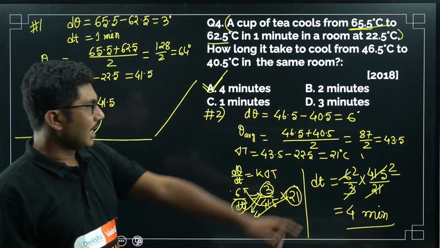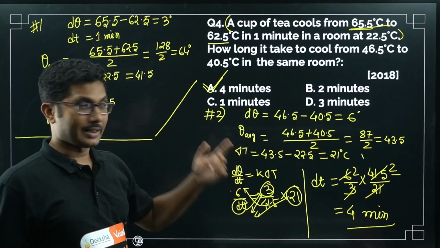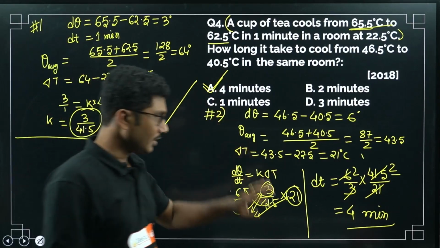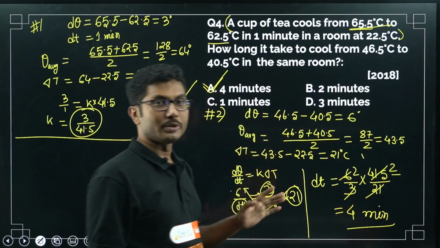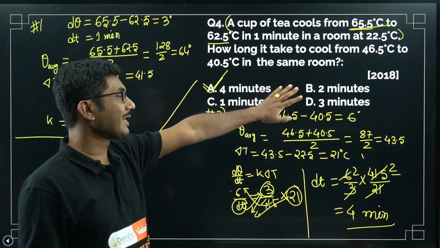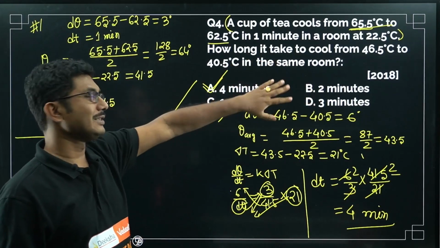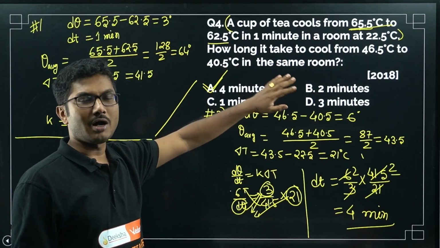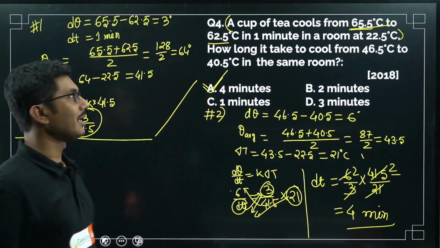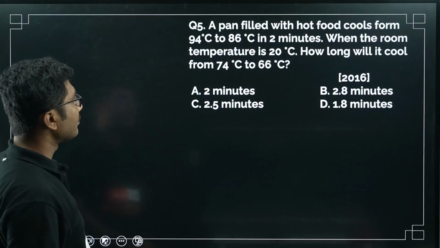So if you just assume that 2 minutes will be the answer, then you are very wrong. After solving you realize this is not 2 minutes, it is going to be 4 minutes. So do not guess such questions. Even if you guess, in 90% of cases it will be wrong unless you make the correct guess. Okay, now let's move on to the next question.